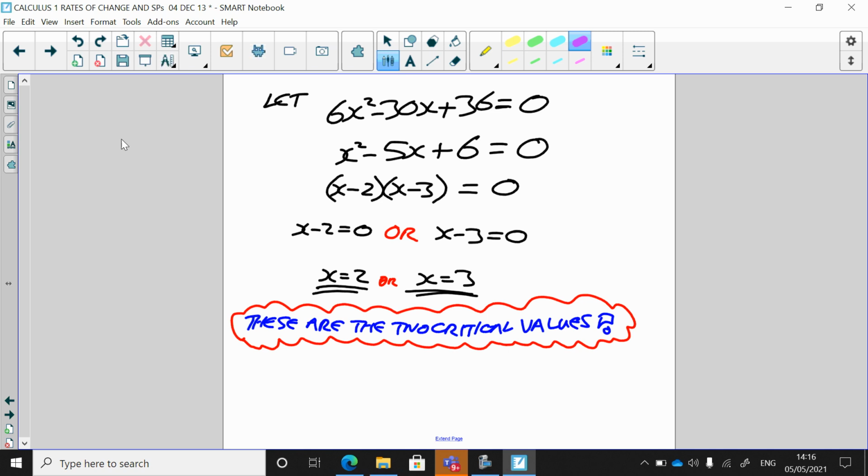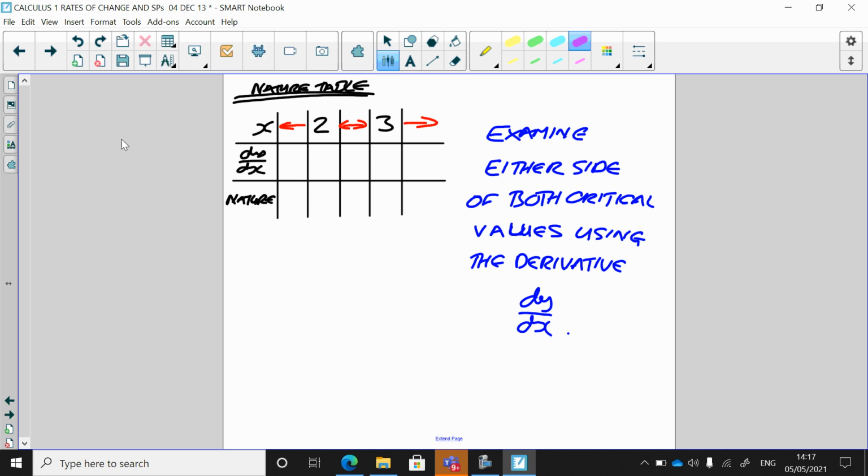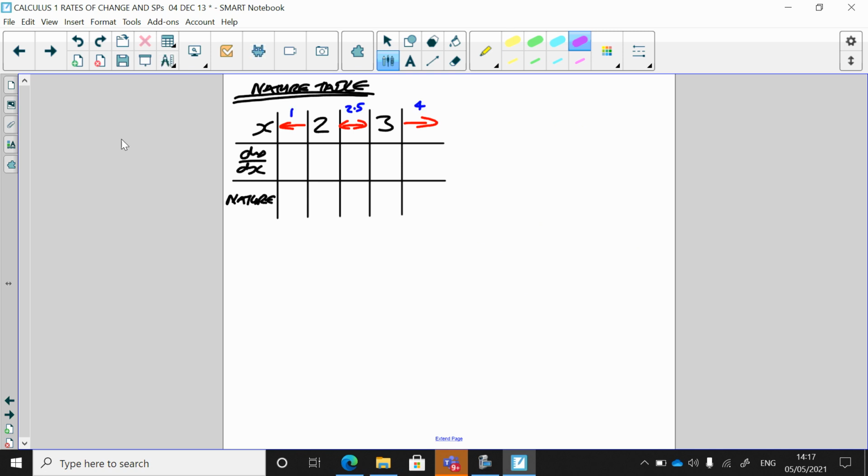Good. In the last example, we only had 1. So we're going to take these two examples and set up a nature table. It's going to be a little bit bigger here. Can you leave space between the critical values, because we need to go and pick x numbers. Between 2 and 3, I'll probably pick 2.5. To the left of 2, I'll probably pick 1. And to the right of 3, I'll probably pick 4. Let's see. What we're going to do is pop them into the derivative. So 1, 2.5 and 4. But like I said, any numbers you want.